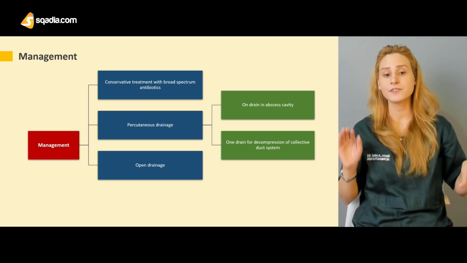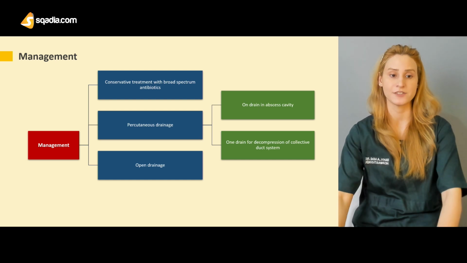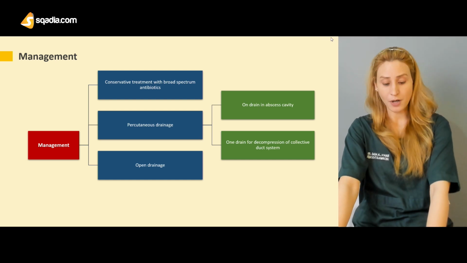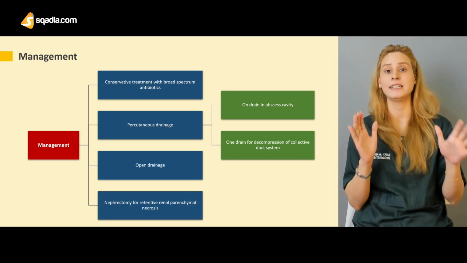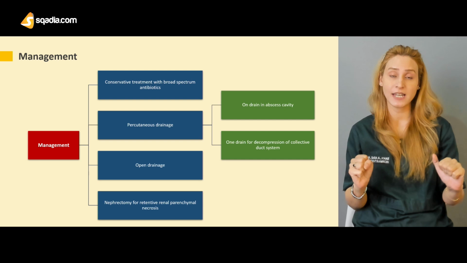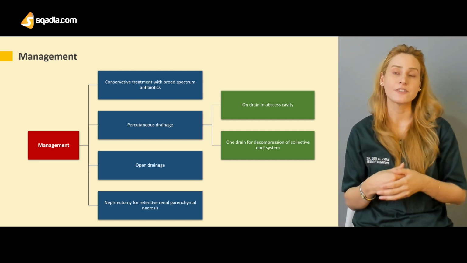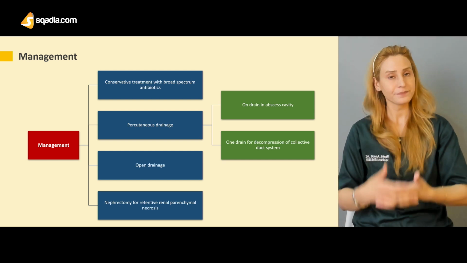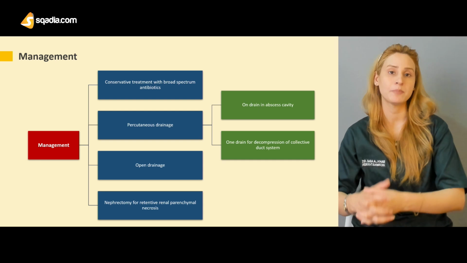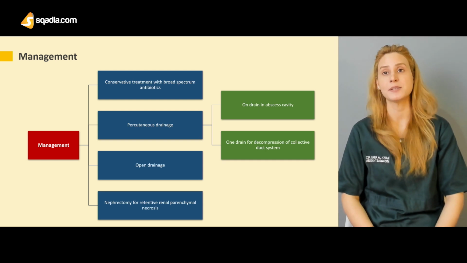And not only that, whether you're going for percutaneous or open drainage, you need to give proper antibiotics to your patient. And if extensive damage is there and the function of the kidney is compromised and there's nephropathy, then you have to go for a nephrectomy for the extensive renal parenchymal necrosis. That's how you're going to manage the abscess.